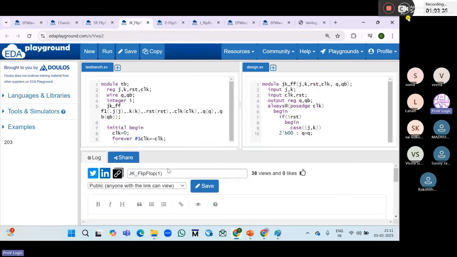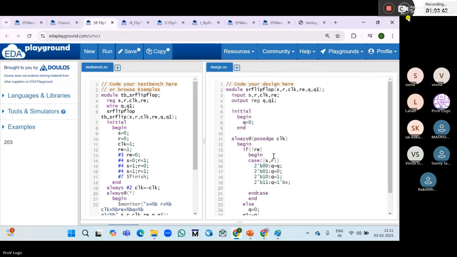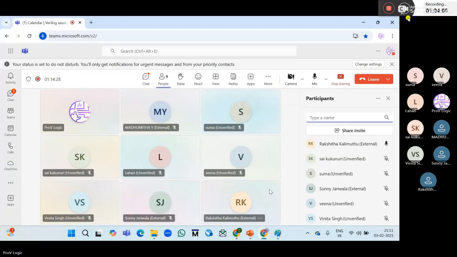Coming to the JK flip-flop, is it clear to everyone? SR flip-flop? Yes, ma'am. Any doubts? No? Prasanthi, R is a reset? Yes. Any doubts, others? Sai, Sunny, Veena?